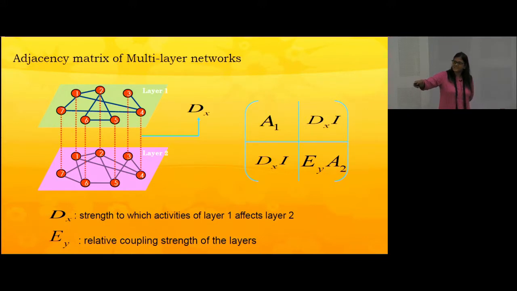And this dx is the coupling strength with which this layer is interacting with this layer. This is a more generalized framework. And this EY is the relative coupling strength between this layer and this layer. So this layer may be strongly interacting. For example, they may have more flight connectivity between different cities and fewer train connections, or vice versa. So this layer may have the weak interaction and this layer may have the stronger interaction, and EY is the measure of the relative coupling strength. Yes, this is a more generalized thing.